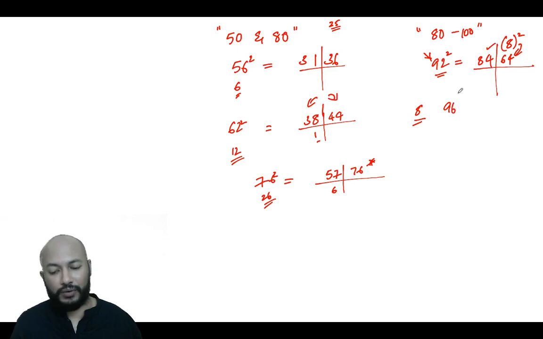Let's say 96 square. What is 96 square? Very simple. 4 square is 16, and 96 minus 4 is 92. That's all. It is 9216.